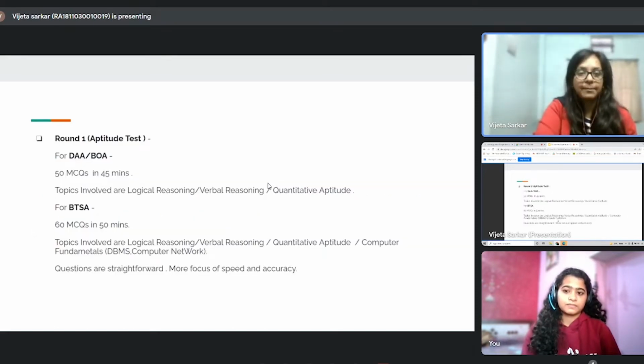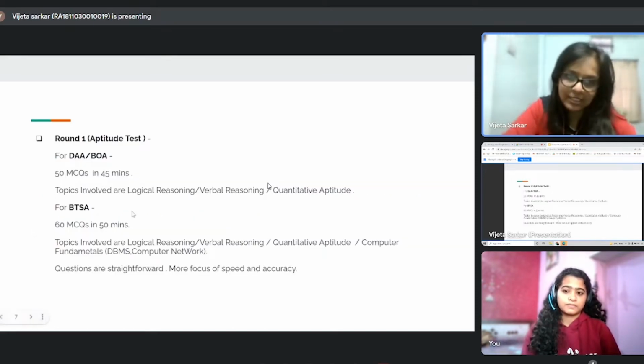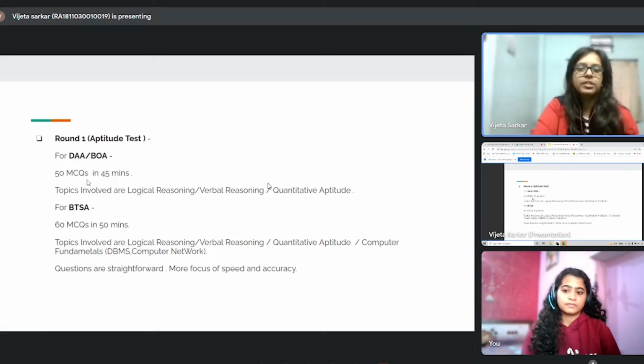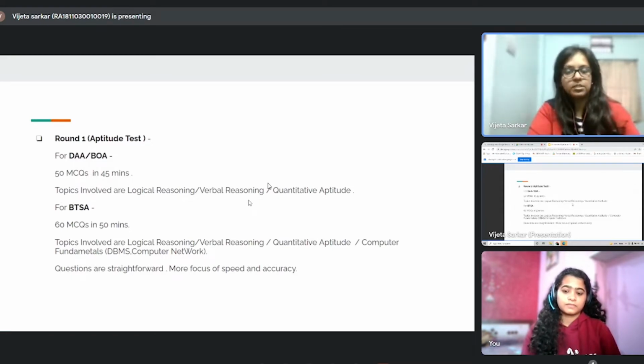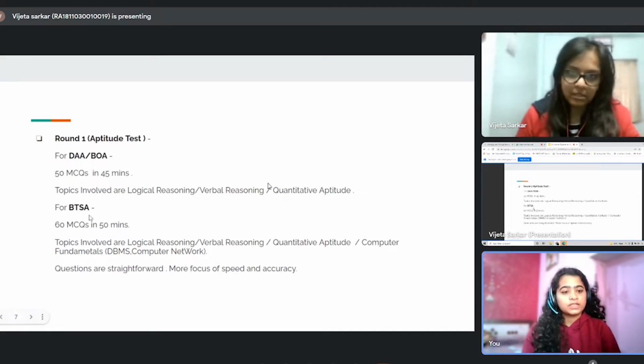First round is the aptitude test. For DA and BOA, there are 50 MCQs in 45 minutes. Topics involved in the aptitude are logical reasoning, verbal reasoning, and quantitative aptitude. For BTSA, however, it's 60 MCQs in 50 minutes, and the topic of computer fundamentals gets added to the previous topics. So what was the level of these questions?